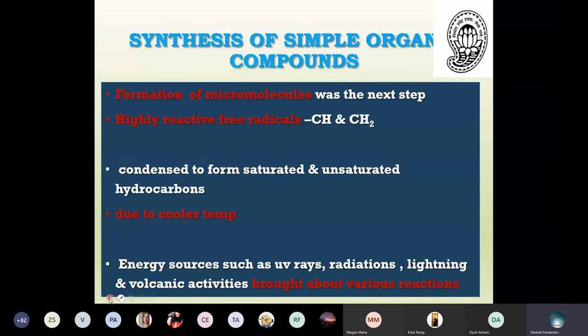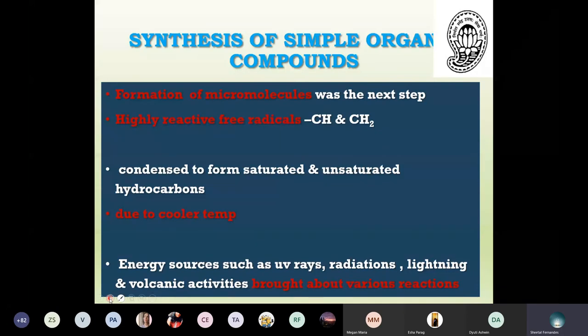Please pay attention. There is a possibility that you can get drifted away. I'll try to keep it as little as possible, but at least one concept we need to discuss. Very important from exam point of view. How did the simple organic molecules come into existence?